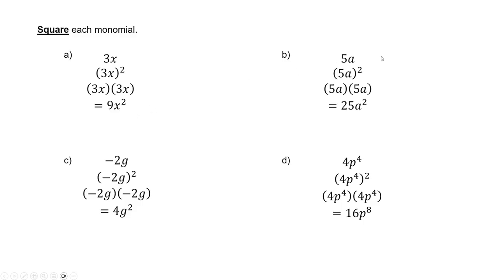Here we're asked to square 5a, so we'll raise 5a to the exponent 2. Again, we'll put it in brackets, just to remind us that it's the 5a that's being squared, not just the a. So 5a times 5a, well, 5 times 5 is 25, and a times a is a squared, for a final answer of 25a squared.